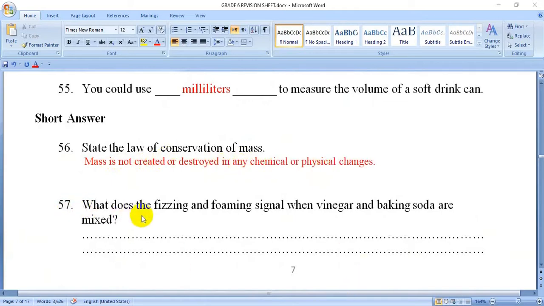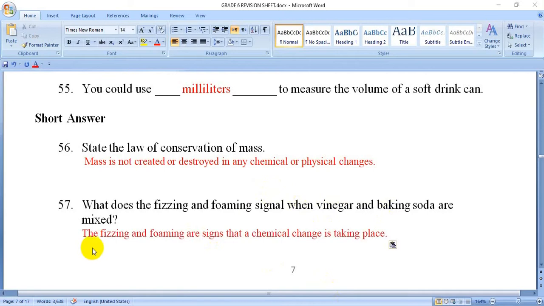Question 57. What do fizzing and foaming signal when vinegar and baking soda are mixed? When you mix vinegar and baking soda, they make a lot of bubbles and foaming. This is a sign of a chemical change. So the fizzing and foaming are signs that a chemical change is taking place.